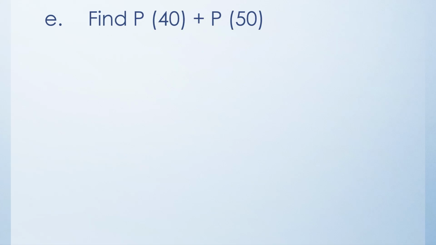Letter E. Find the probability of 40 plus the probability of 50. Since the probability of 40 is 1 over 10 and the probability of 50 is 1 over 10, we have 1 over 10 plus 1 over 10 is equal to 2 over 10 or 1 over 5, or 0.20.